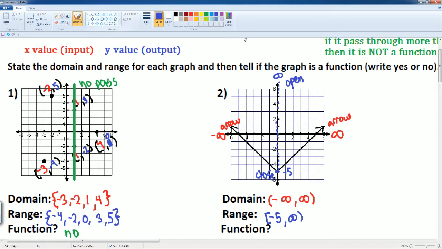Lastly, we determine if it is a function or not. And again, to determine if it's a function, we can just use our vertical line test.